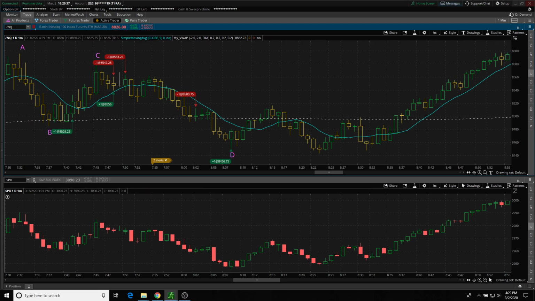So here we have the NASDAQ futures 1 minute chart. Down below, SPX, which is the S&P 500 index, 1 minute chart. You can see my cursor is synchronized between the two charts. Here's the pattern. A, B, C, D. The focus of this video is how do we get to D?